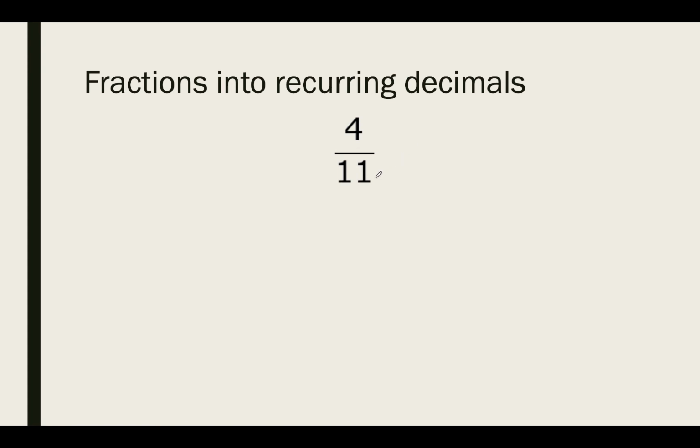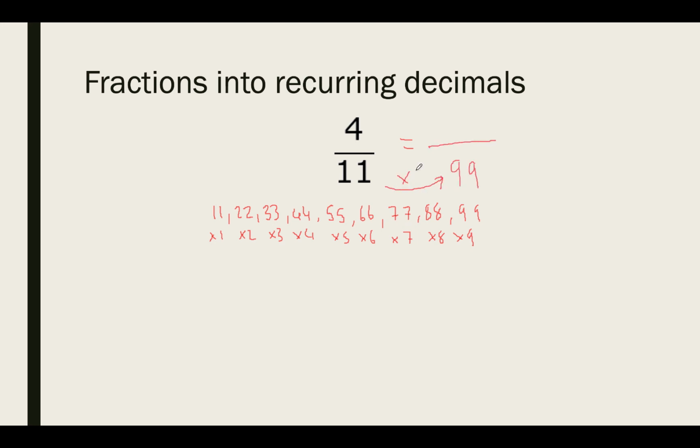So remember, we want to make our denominator entirely out of 9s. So is there an equivalent fraction where we can make the denominator entirely out of 9s? Well, we'll see if there's a multiple of 11 that goes into 99. So 11, 22, 33, 44, 55, 66, 77, 88, 99. So that was times 1, times 2, times 3, times 4, times 5, times 6, times 7, times 8, times 9. So 11 times 9 would actually give us 99. So that's multiplied by 9.